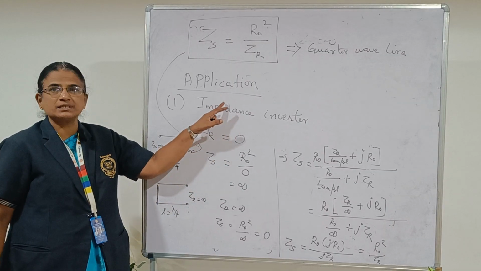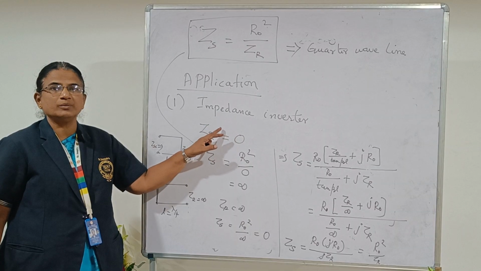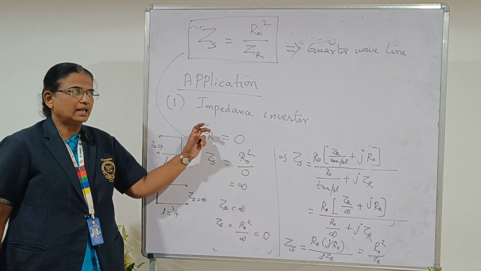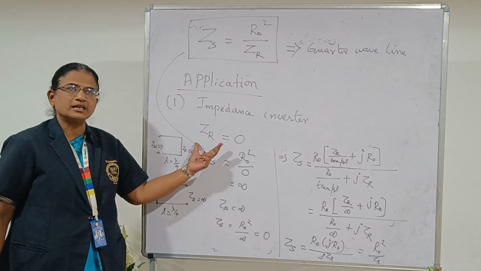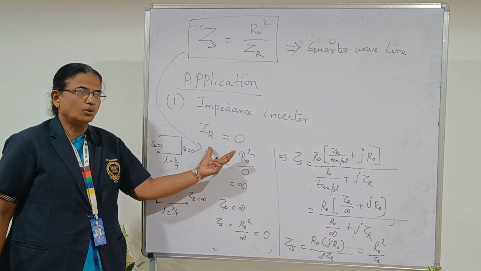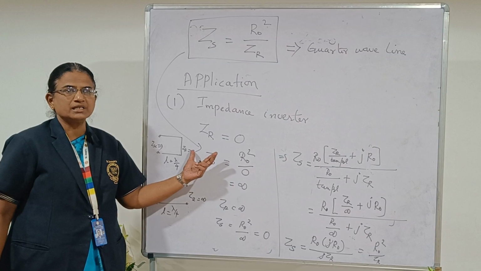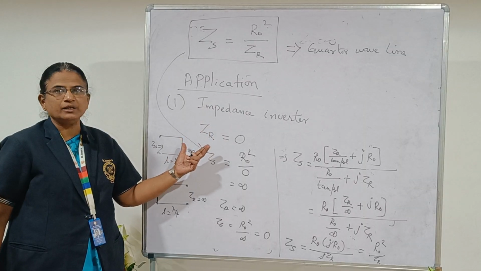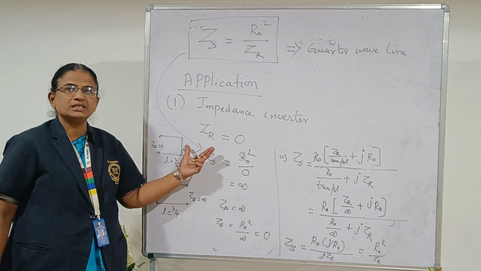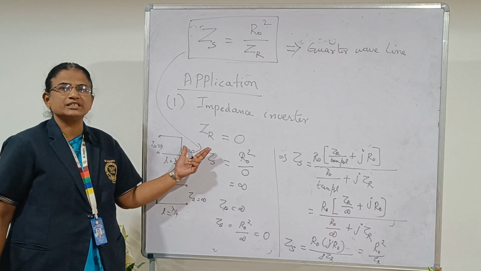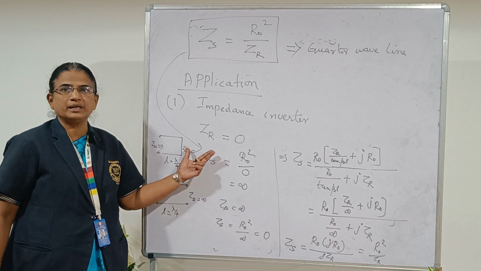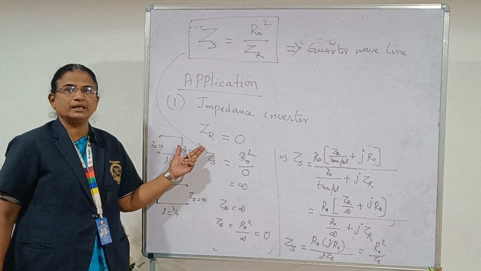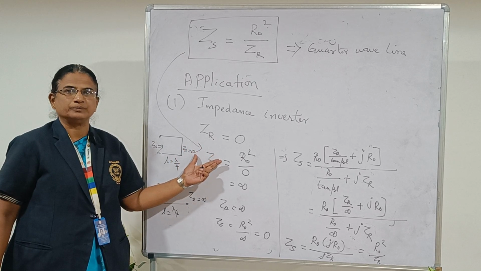The second application of this lambda by 4 line is that it is used to couple the main transmission line with the load. Here the load is nothing but an antenna. So a lambda by 4 line can be connected between the main transmission line and the load to match the load impedance with that of the source impedance. So this lambda by 4 line can be used as an impedance matching device. So it is one of the impedance matching devices. By matching the load impedance with the source impedance, the maximum power can be delivered from the source to the load.